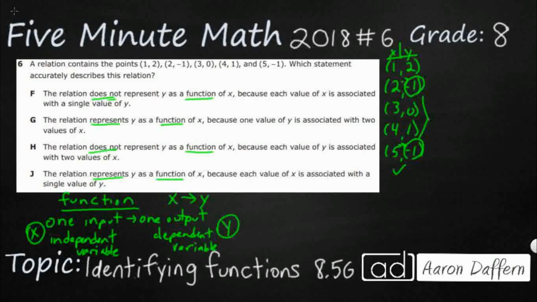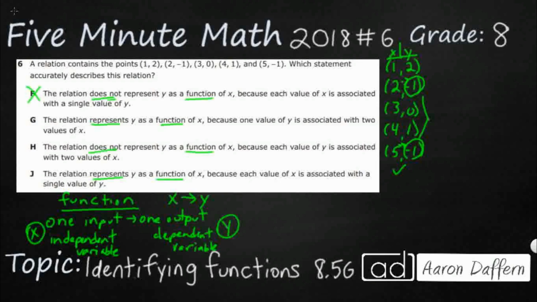So let's look at our answer choices here. F, the relation does not represent y as a function of x, because each value of x is associated with a single y value. Now, like I said, it's a little bit tricky, but you can have multiple y values that are the same as long as each x is different. So that's going to be incorrect.